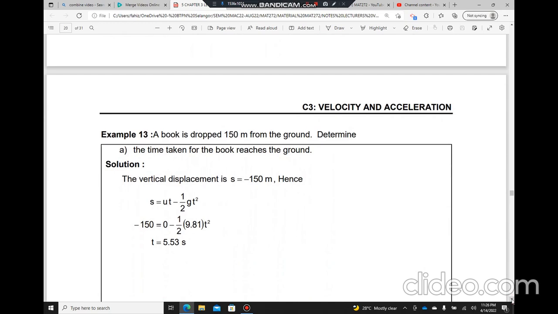Okay, this one, example 13, a book is dropped 150 meter from the ground. Determine the time taken for the book reach the ground. So this one displacement is negative 150 sebab dia drop 150 meter from the ground. So arah dia adalah negatif, displacement dia adalah negatif. So you can use formula S equals to UT minus 1 over 2 GT square. Halaju awal adalah 0 sebab dia from the ground kan. Dia bermula, initial velocity dia adalah 0. So you can solve for T.